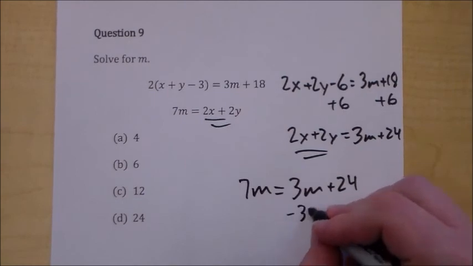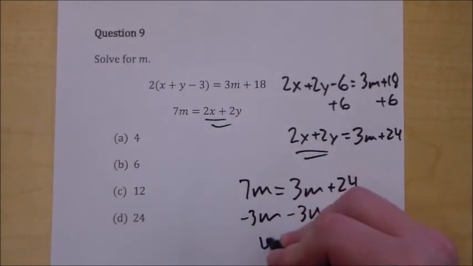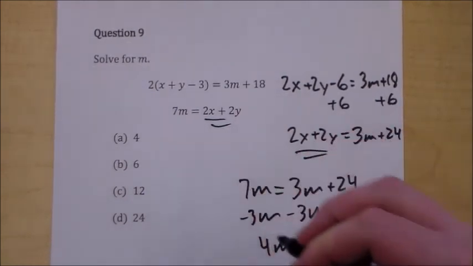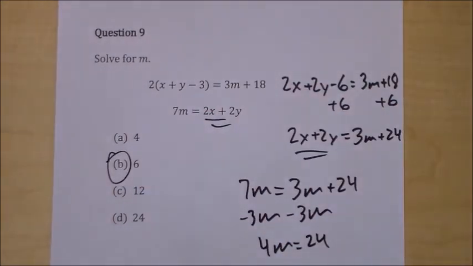All right, subtract 3m from either side. We have 4m equals 24. M is going to be 6.